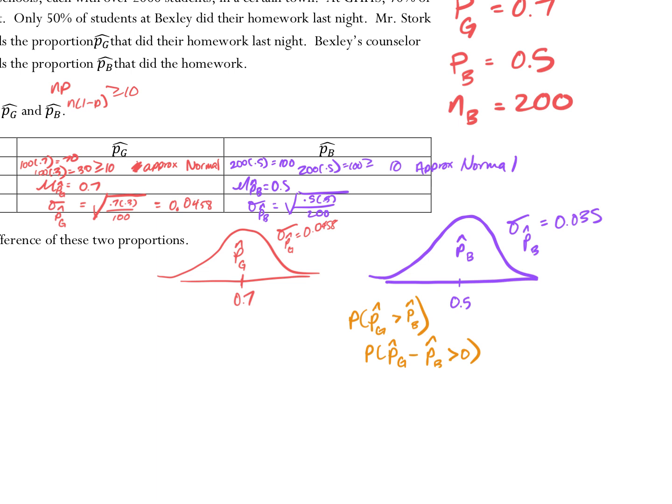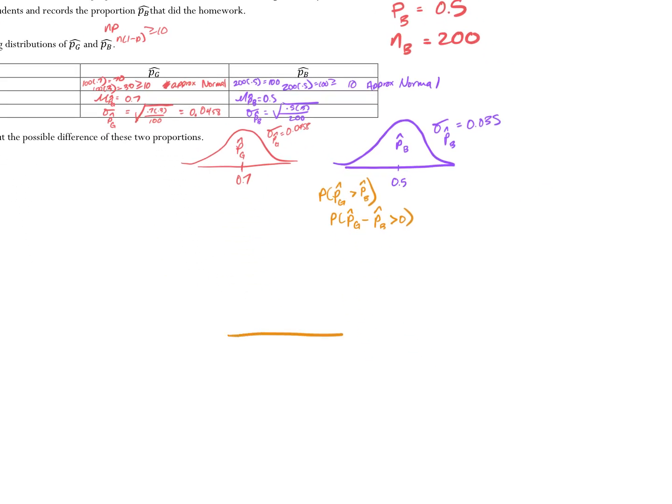Cool? So now we got to think through, and this is the big idea of where we're trying to get, what would the distribution of p hat Grandview minus p hat Bexley look like? So we're subtracting two variables. This does tie into stuff we did in Unit 4. If my two parent variables are normal, their difference will be normal. Is everybody good? Okay, and I want to make sure we understand what this graph actually represents.